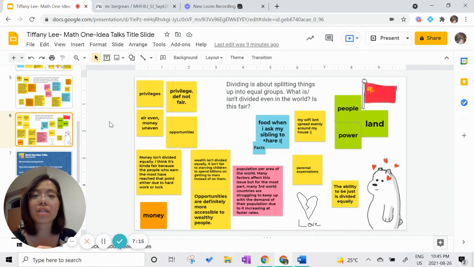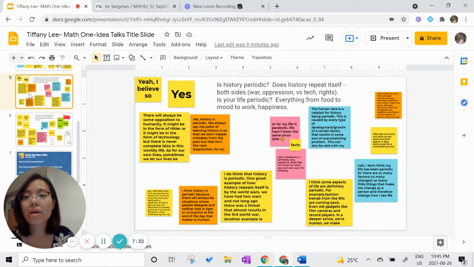So I'm teaching them division of polynomials. Then we're relating that to, okay, dividing is about splitting things up into equal groups, and then talk about equality. Are things divided evenly in the world, right? Going back to this one, trigonometry, periodic functions, then we relate that to, is history periodic? And so on. So there is that connection here.